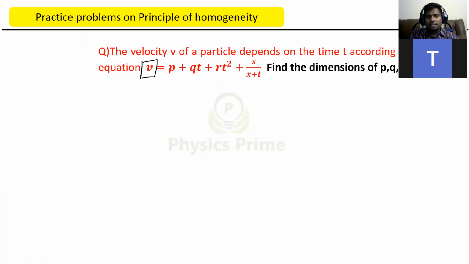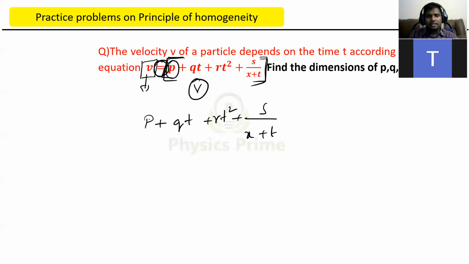If this is a velocity, this entirely should become what? Velocity means distance by time. If this has the dimension of velocity, that means the entire equality is there. Velocity can be equated only to velocity, right? The entire term should also be velocity. So if the entire term is velocity, this P also should become velocity. That means P plus Q T plus R T square plus S by X plus T should become a velocity term, because velocity can only be added to velocity, and then you will get velocity again.